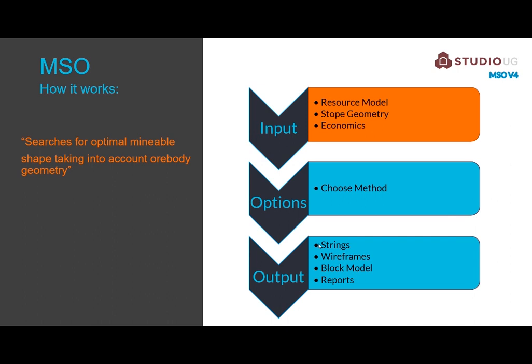So MSO searches for the optimal mineable shape, taking into account the ore body. What that means is you have your block model, your geometry, your cutoff grade, and then from there you choose the method that you want to apply to create those shapes, a direction, and do the run. There are quite a few options here, besides just one line. And then you go to output, and the output is a bunch of strings, wireframes, block model, reports.